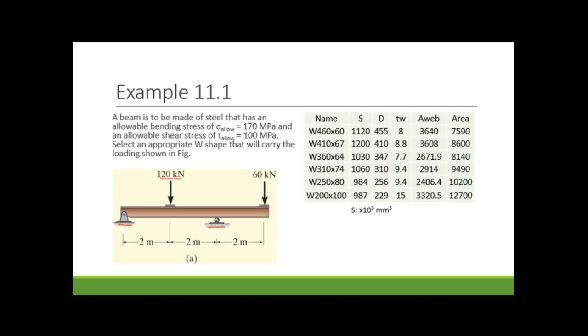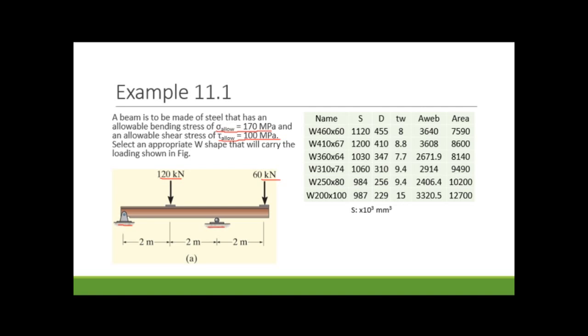Here we have the external loads available, and the allowable bending stress is given as 170 megapascal. The allowable shear stress is also given. The question asks me to select the most optimum W shape that will carry the loading shown in this figure. So how many sections do we have? 1, 2, 3, 4, 5, 6.